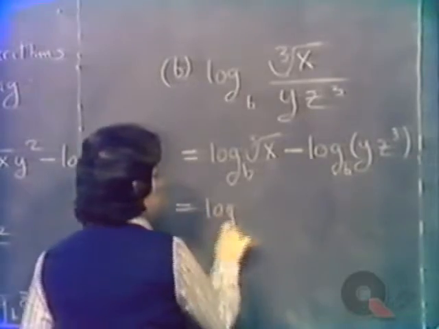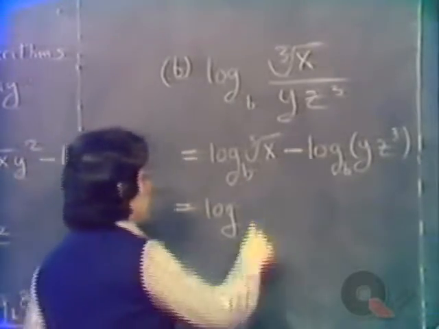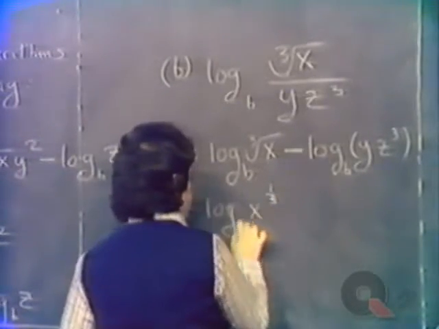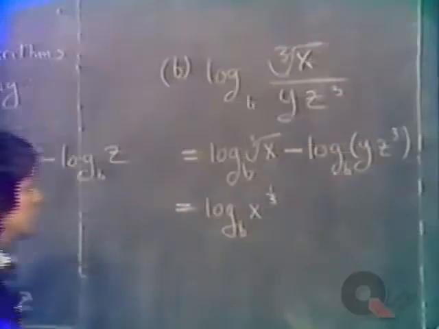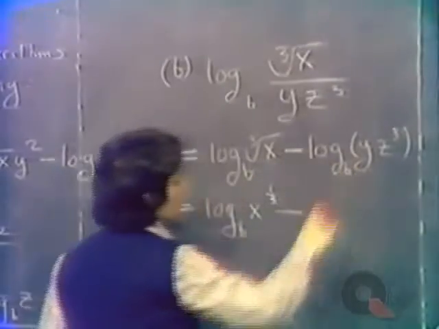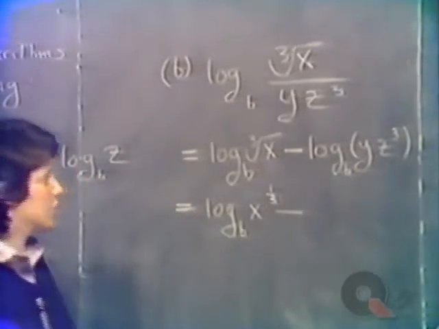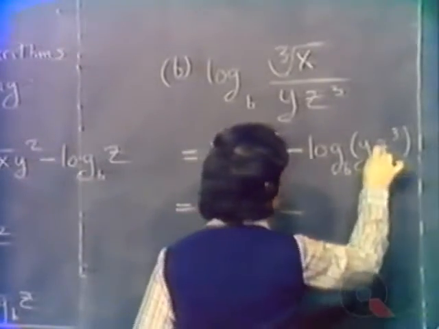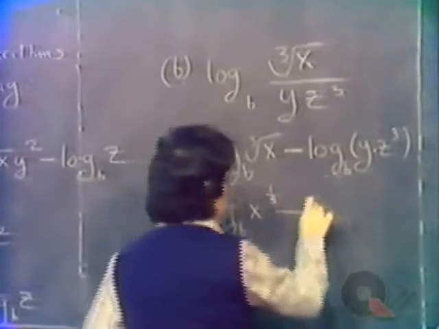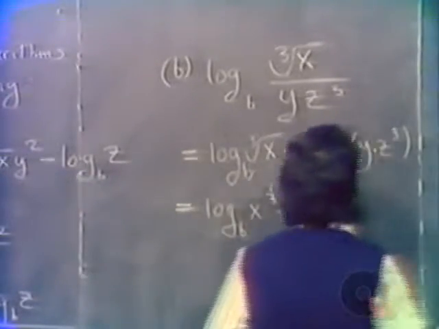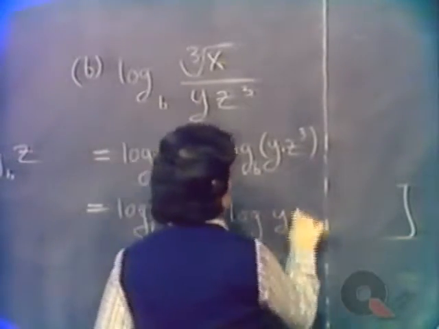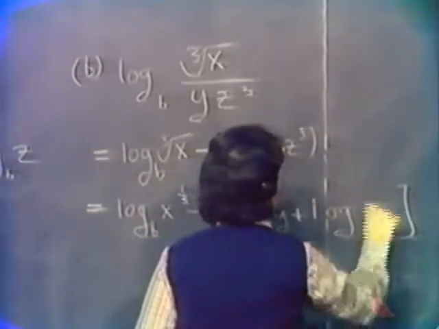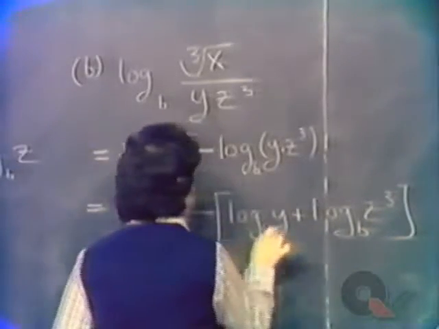The log of, now instead of the cube root of x, let me write that as x to the 1/3 power. That's just rewriting it with exponents. That's not a property of logs, okay? Minus, now, the log of a product is the sum of the logs of the factors. You have here a product. But because of the minus sign here, let's make parentheses or brackets and write it as log of y plus the log of z cubed, both to the base b.